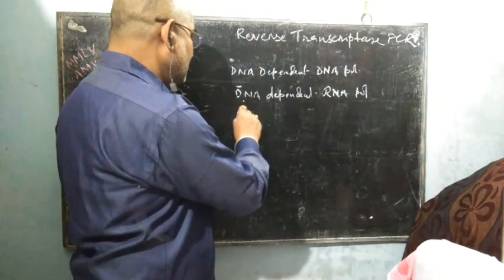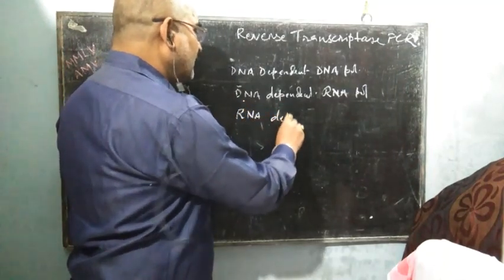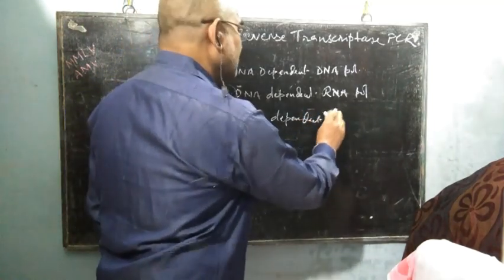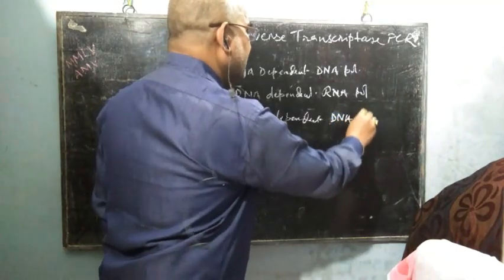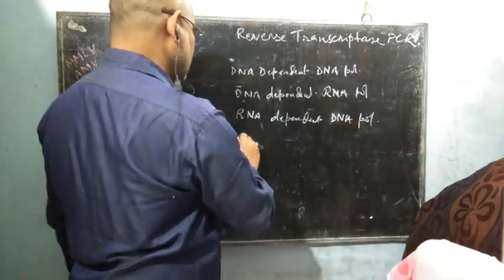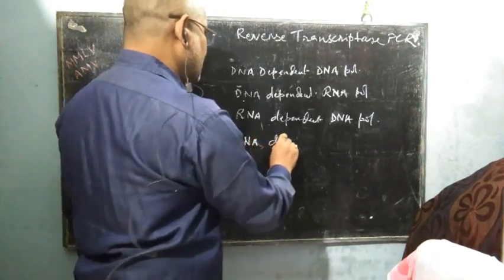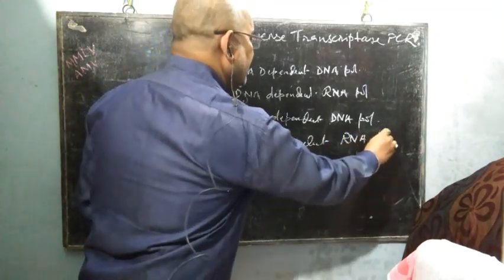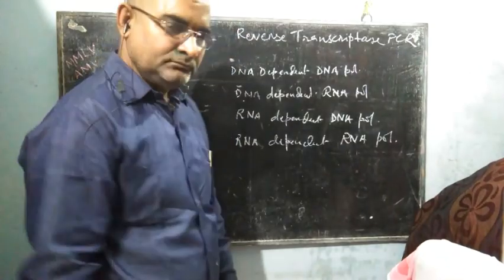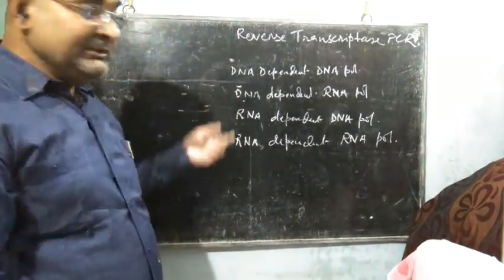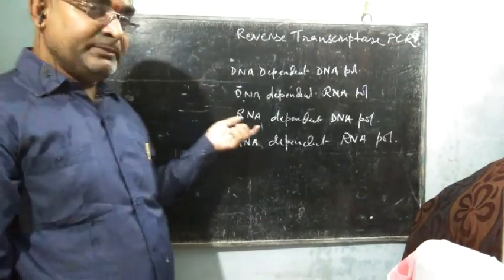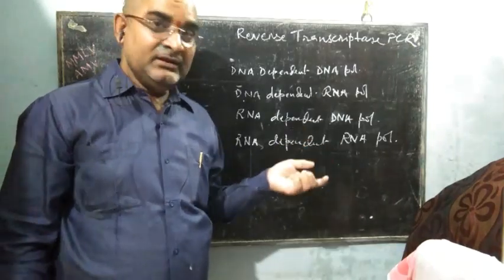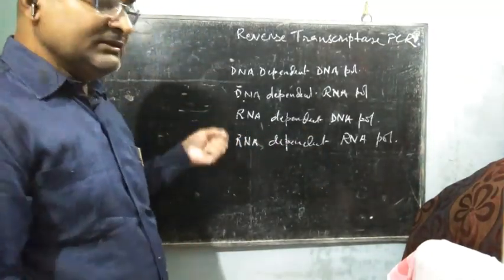Third, RNA dependent DNA polymerase, and fourth, RNA dependent RNA polymerase. That means it is the basic and fundamental principle which is necessary to explain here and analyze.